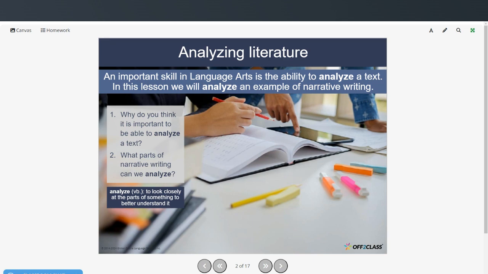Analyze is a verb. It means to look closely at the parts of something to better understand it. So why do you think it's important to be able to analyze a text? And what parts of narrative writing can we analyze? Just keep those questions in mind as we go through the material in this lesson.